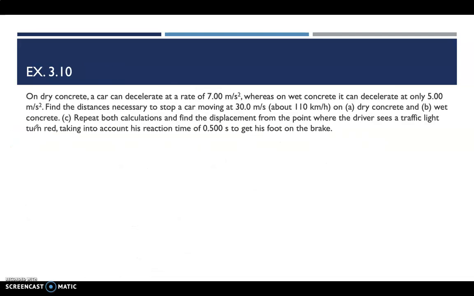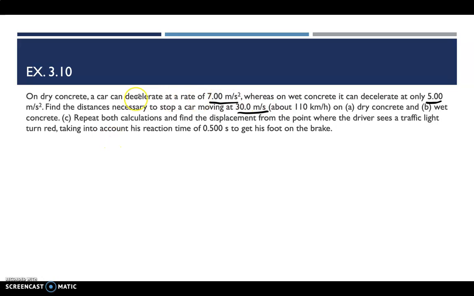All right, let's do another example here. Example 3.10. On dry concrete, a car can decelerate at a rate of 7 meters per second squared, whereas on wet concrete, it can decelerate at only 5 meters per second squared. Find the distances necessary to stop a car moving at 30 meters per second on dry concrete and wet concrete. So that's going to be the first portion. Let's go ahead and focus on that first.